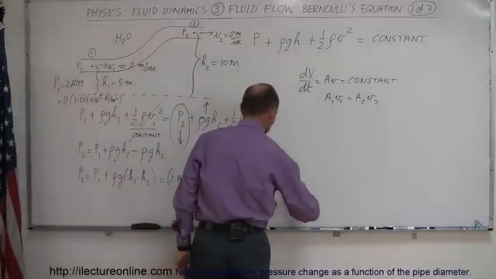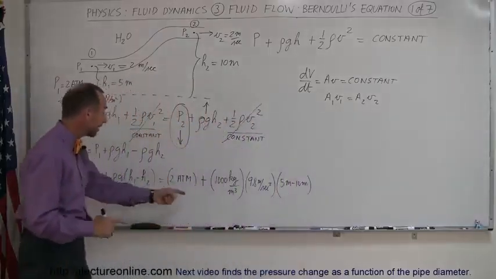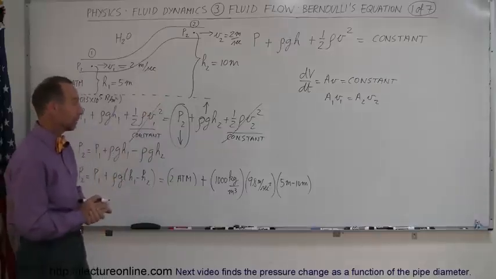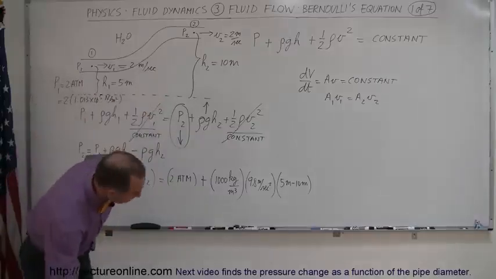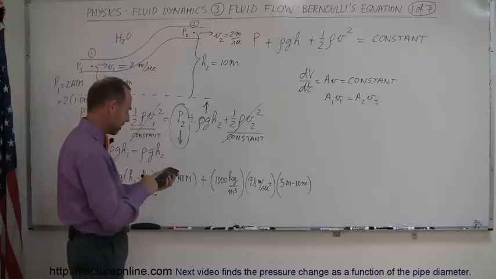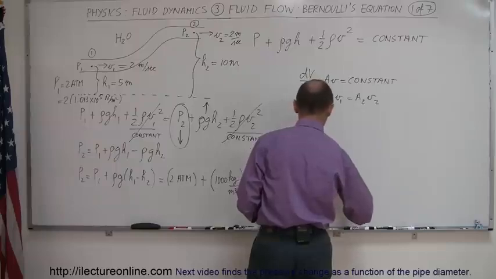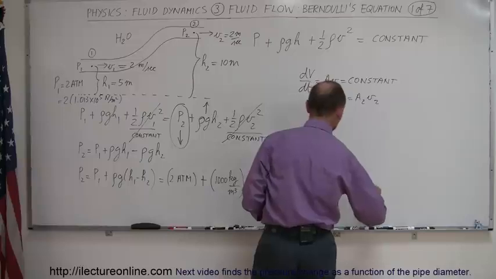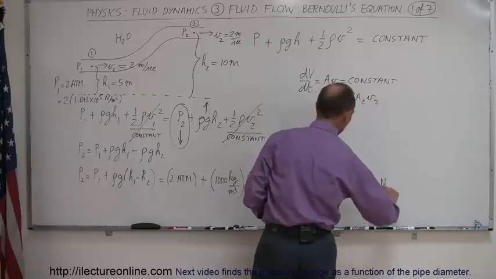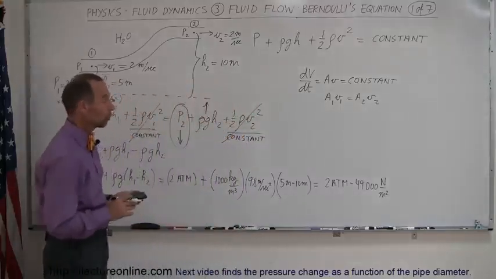And so very quickly, you can see that that would be a negative number, which means that the pressure will be less at point 2 compared to point 1. Now, how much less? Well, let's find out. So that would be 1,000 times 9.8, that's 9,800, times (5 minus 10), which is minus 5. So times 5 equals 49,000. So this is equal to 2 atmospheres minus 49,000 newtons per square meter. Now, there's a unit for that we call pascals. So you can say pascals or newtons per square meter.